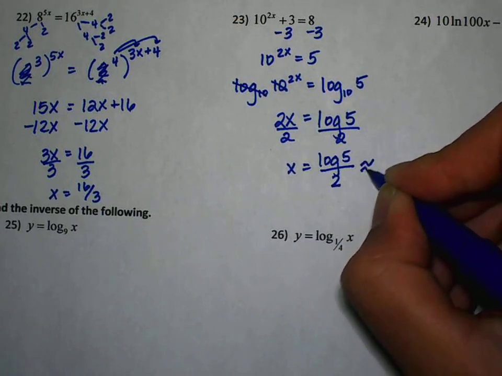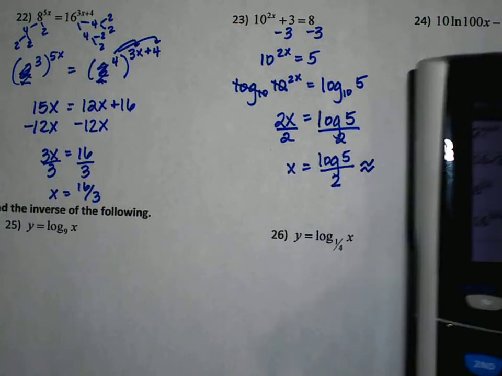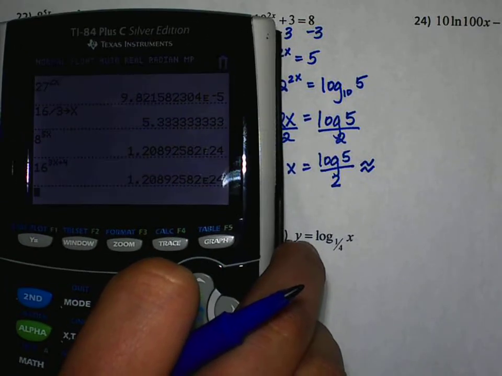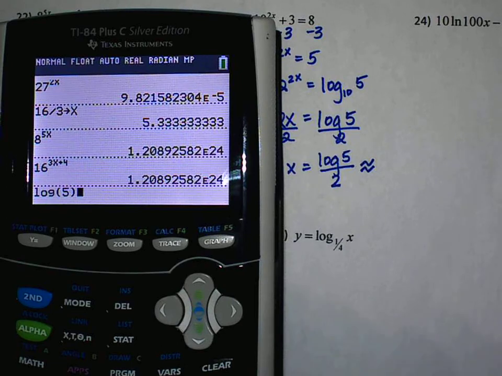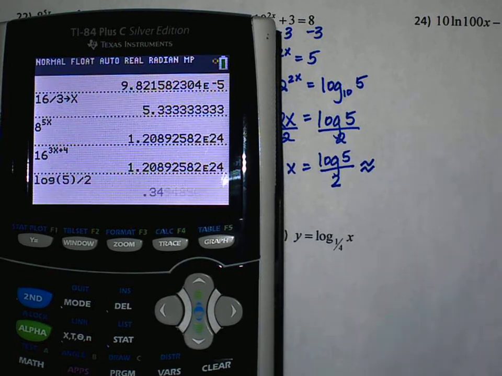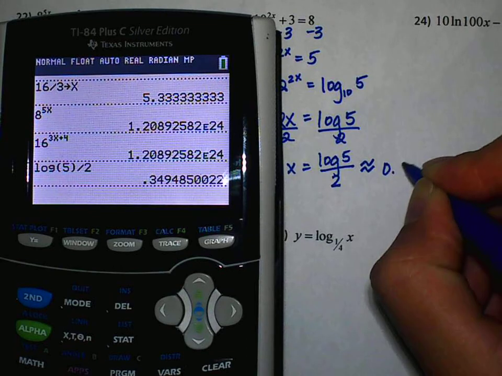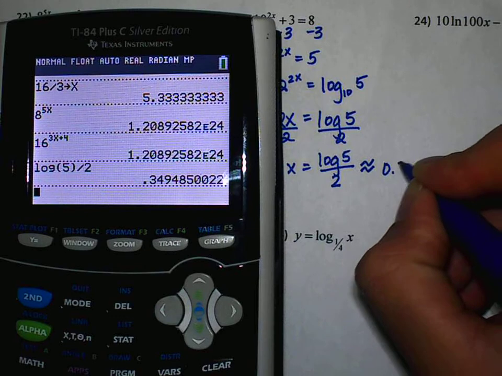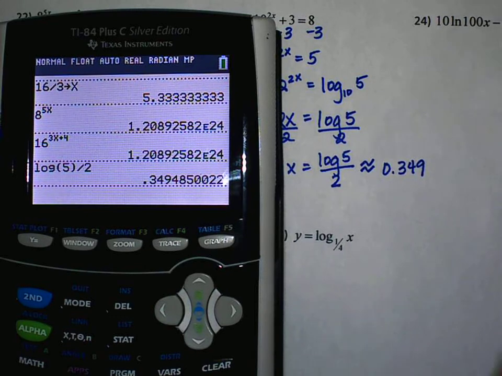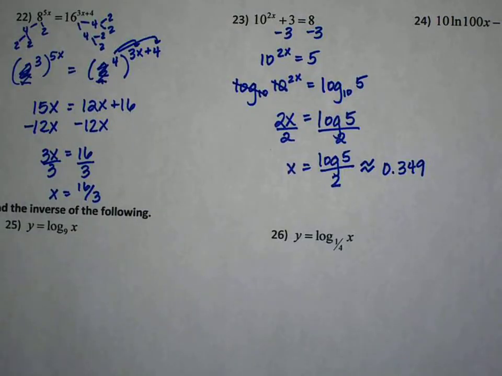And it's approximately, and we're going to type this into our calculator. We're going to round it to, let's say, 3 decimal places. 0. Well, this 4 doesn't round that 9 up. 0.349. Okay. So that wasn't too bad. 24 is more of a challenge. There's a lot more going on.